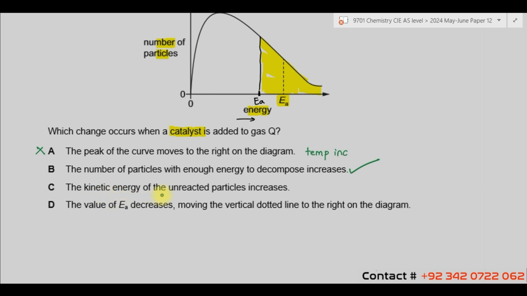Part C, the kinetic energy of the unreacted particle increases. Now a catalyst does not change kinetic energy. Kinetic energy is changed by temperature only. The value of EA decreases. This is true. First it was higher, now it is lower. Moving the vertical dotted line to the right on the diagram. No, if it goes to the right, it means activation energy increases. It should go to the left. The correct answer is therefore B.